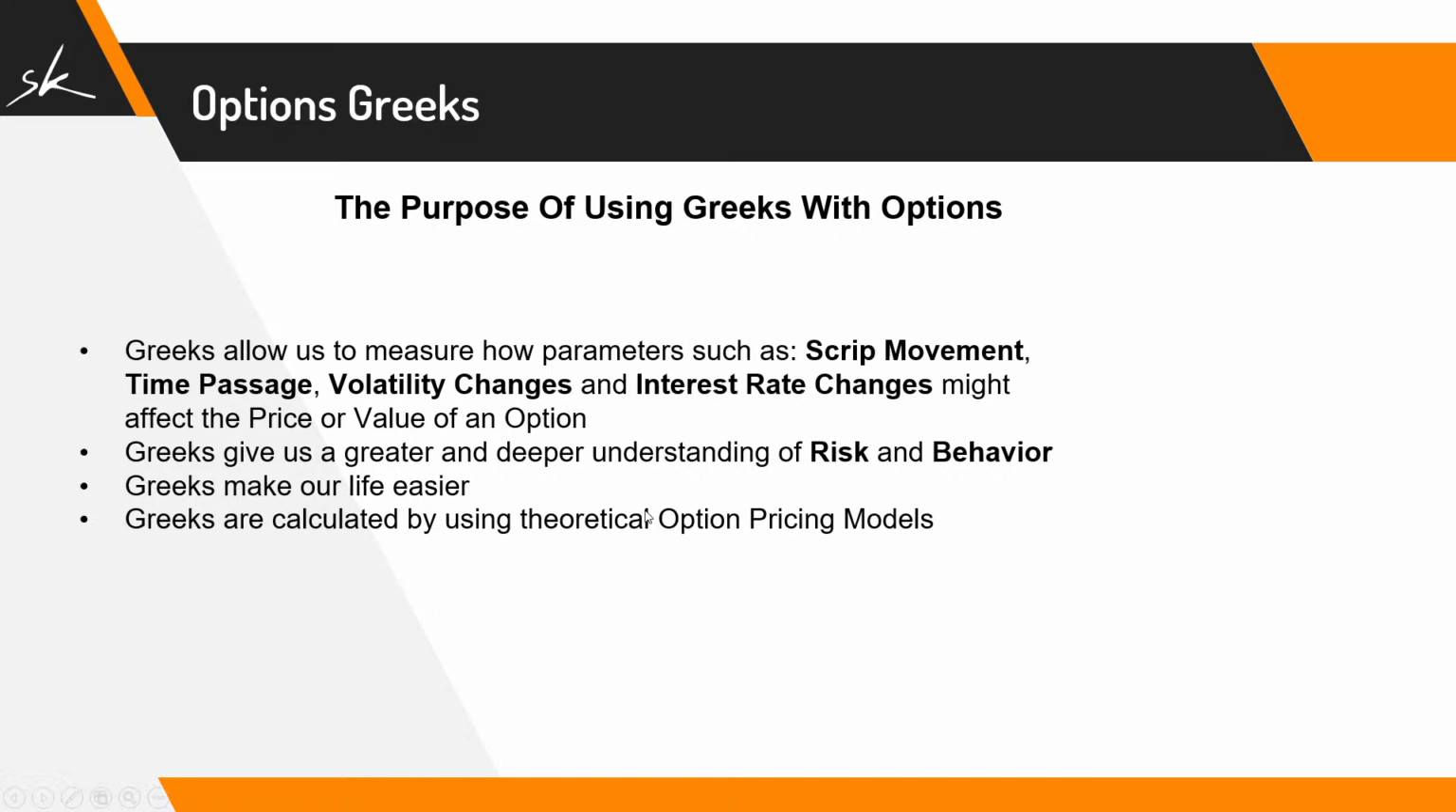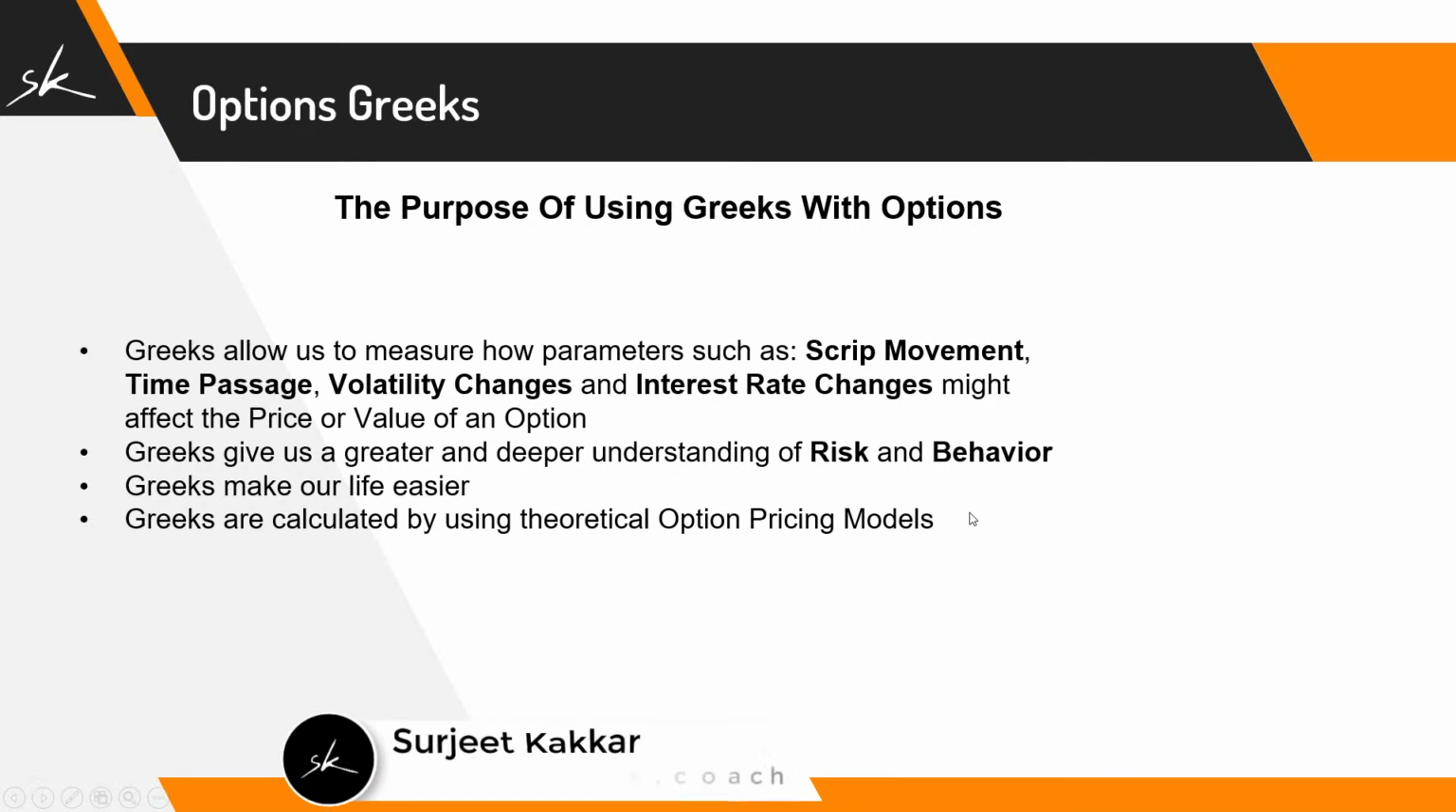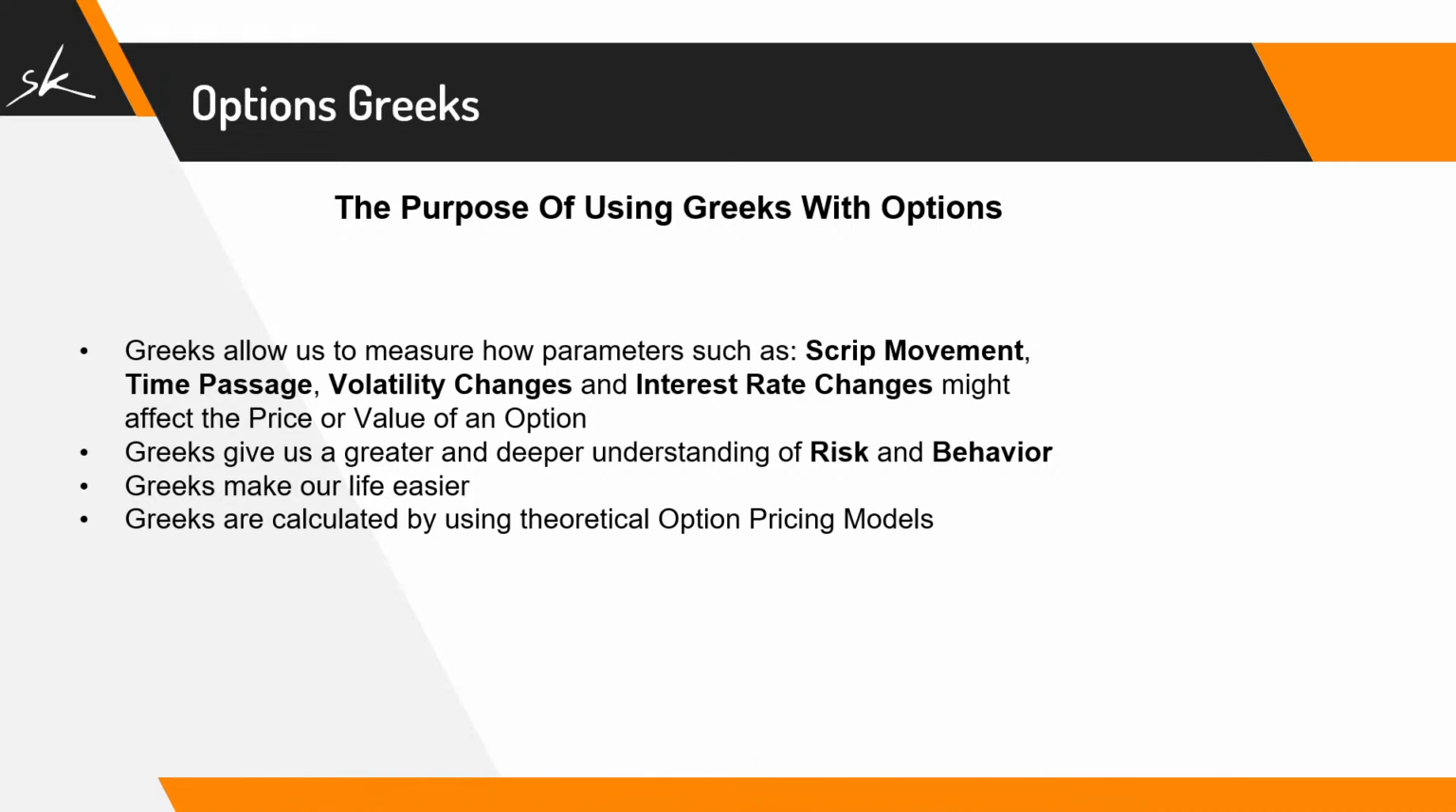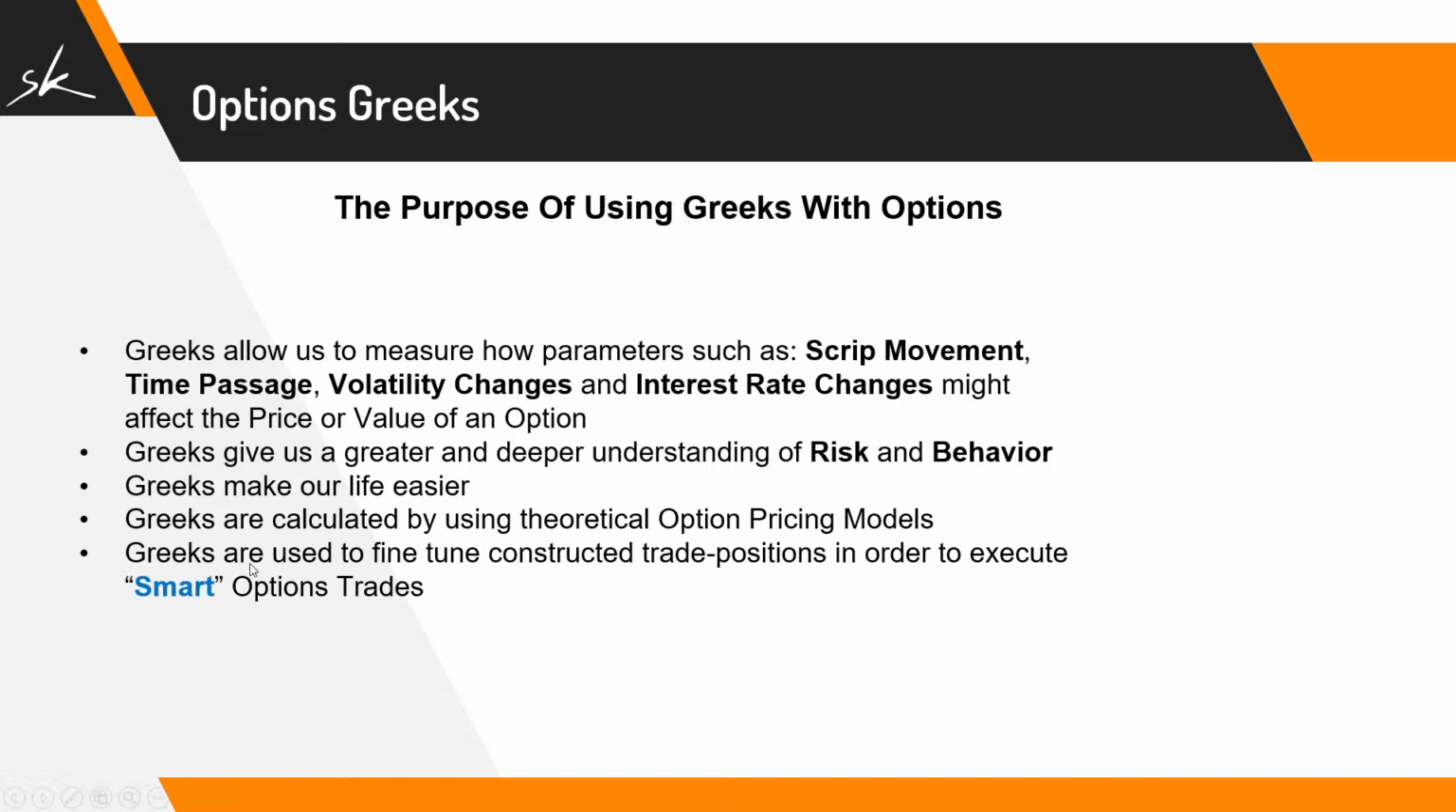Now, Greeks are calculated by using theoretical option pricing models. This is based on the Black and Scholes model, so we'll not be getting into what the Black and Scholes model is. It's a very complex system which basically is used to calculate the pricing of the options, right? So, Greeks are calculated based on this theoretical pricing model, which is called the Black and Scholes model for option pricing.